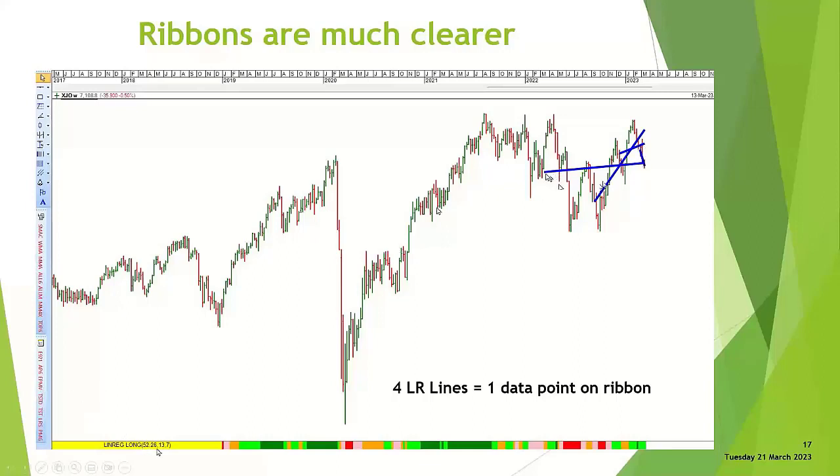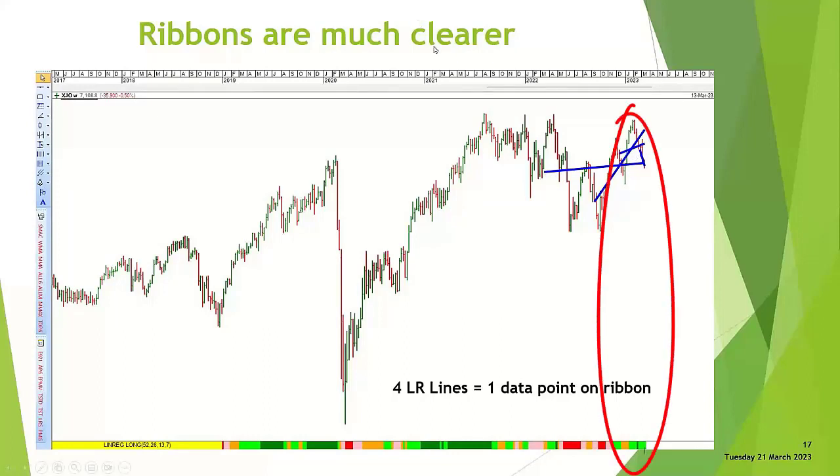Oh, down here. So this linear regression ribbon takes those 4 lines and looks at how many are up and how many are down. At the very last data point, we have 3 regression lines that are upward trending and 1 that is down. And that gives me a lime green color. Dark green would be where all 4 linear regression lines are up.